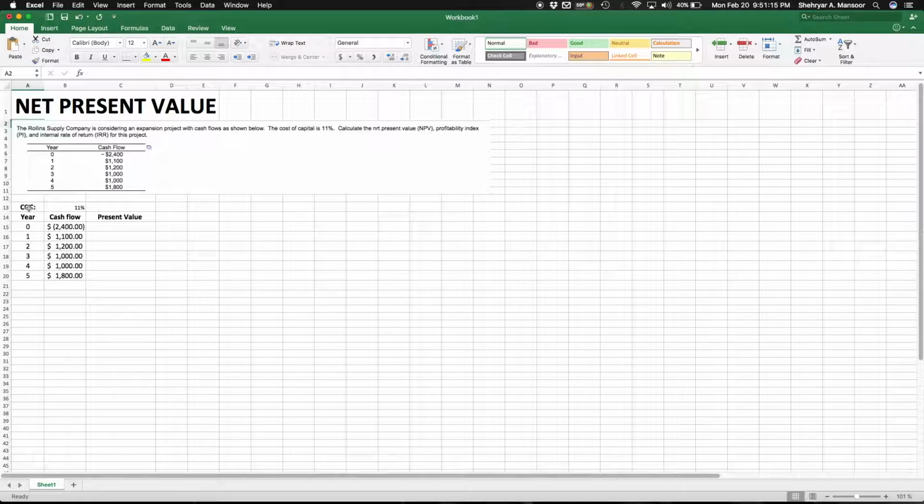So to calculate the net present value, we discount back every single positive cash flow we get in the future from that asset, subtract the initial cost of acquiring that asset in the first place. And that's exactly what we're going to be doing in this question. So we have that Rowan Supply Company is considering an expansion project with cash flows shown below. The cost of capital is 11%. Calculate the net present value, profitability index, and internal rate of return.